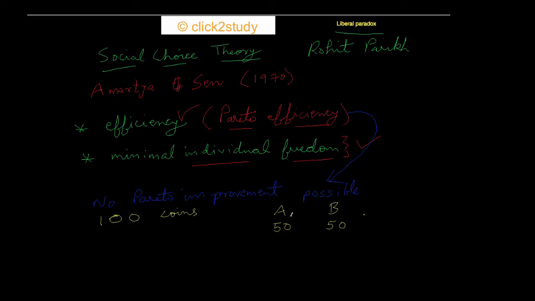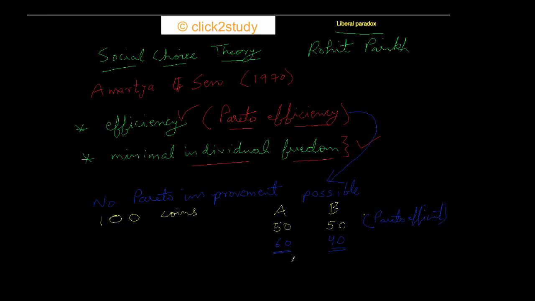So if I want to give, let's say, 10 coins to A, then I have to take 10 coins from B, right? Suppose I want to make this 60 and this 40, then I have to take 10 coins from here. So I made A better, but by making B worse. So there is no Pareto improvement possible. So that's why this is Pareto efficient, right?